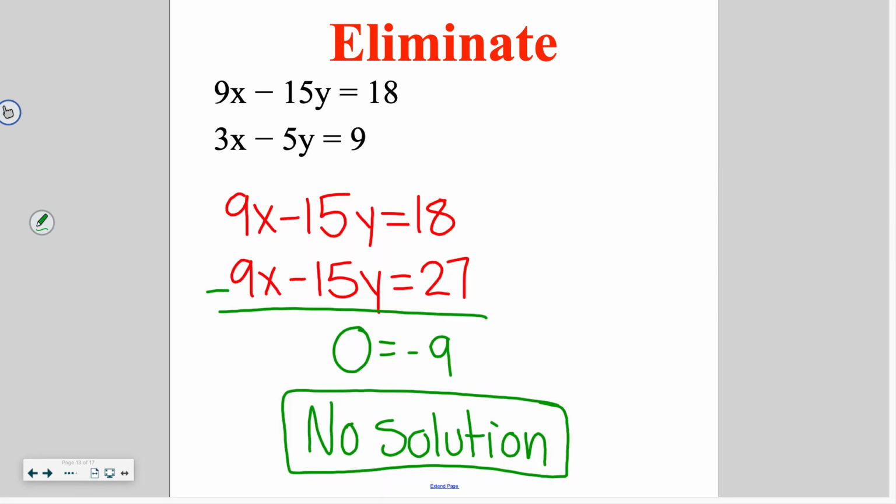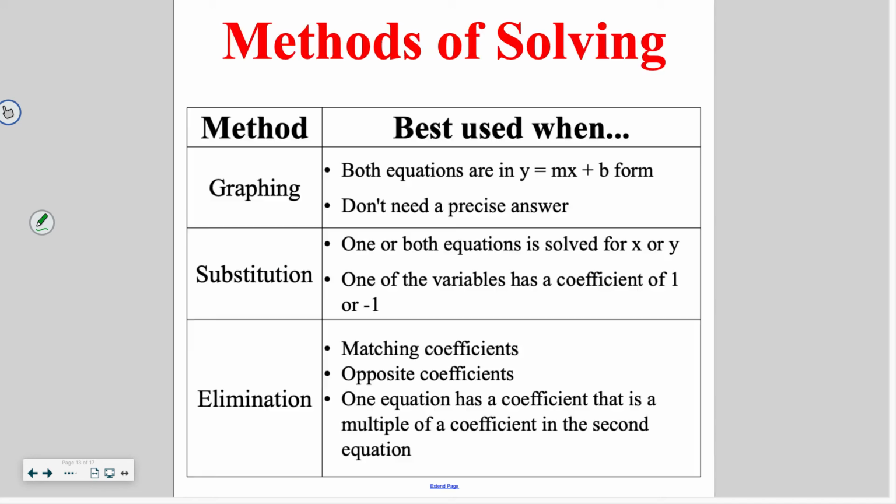When we multiply that second equation by 3, and then we're going to subtract the equations, we end up with 0 on the left side, -9 on the right side, and that gives us no solution. If you multiply the second equation by a -3, you still end up with 0 is equal to -9. You just did that by adding.